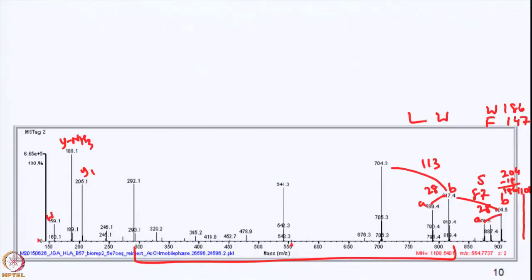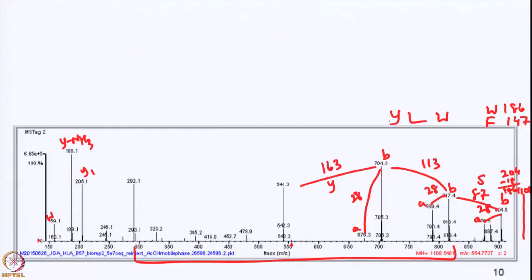What can we do next? This is also 28, right? So we're still B ion. Then if we go all the way here, that's a long distance, but that is 163. What's 163? Tyrosine. Tyrosine. What else can we do?